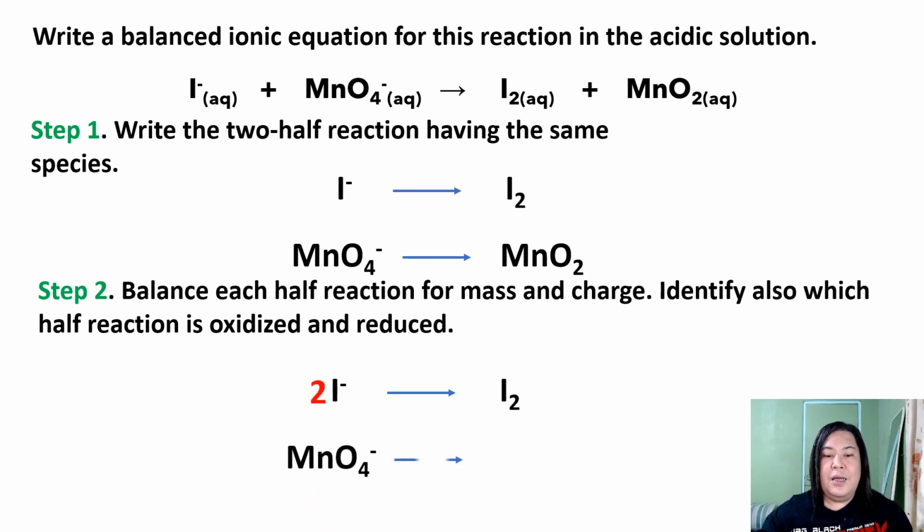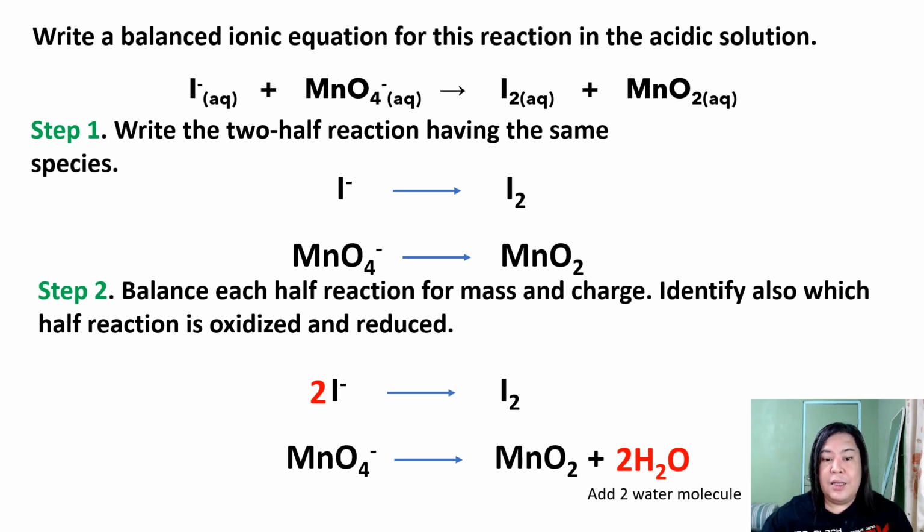Then in the permanganate, as you can see, you have manganese. The number of atoms of manganese in the reactant side is 1, and in the product side is 1. Then oxygen is 4, but in the product side it's only 2. When that happens, you need to add 2 molecules of water in order to balance the oxygen. Since oxygen in the reactant side is 4 and in the product side is 2, it's short by 2 oxygen atoms. So in order to balance oxygen, you have to add water molecules.